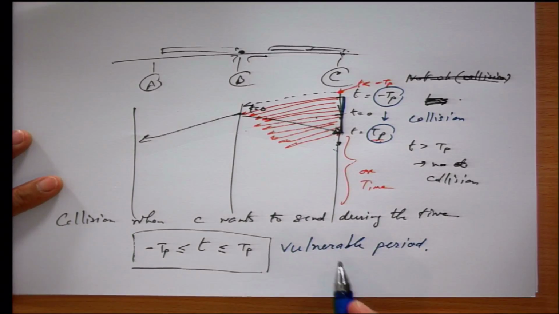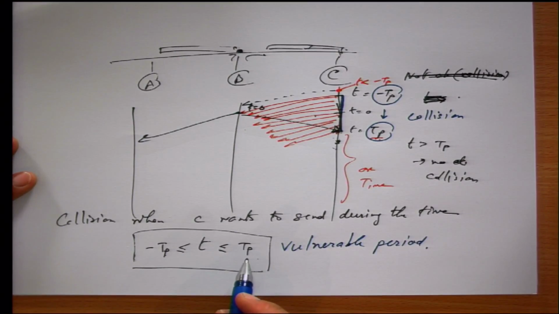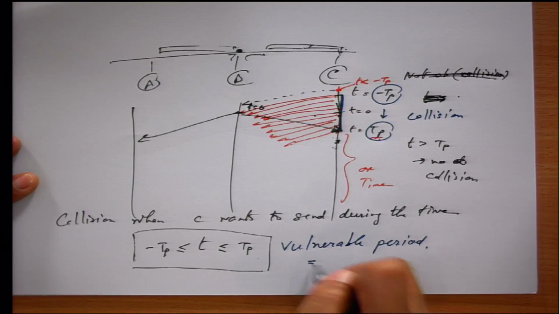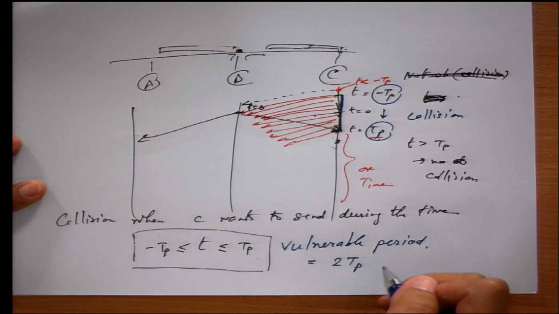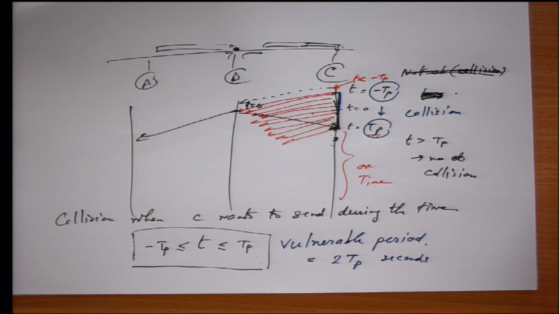Even if you use Ethernet with CSMA/CD, you can still have collision. So this is the time that you have to be concerned about. Now, if the propagation delay is very small, because the LAN is a short distance, then t_p will be very, very small. So the total vulnerable period is equal to 2 times t_p seconds. If t_p is very small, the vulnerable period is very small, and you have a very low probability of colliding.